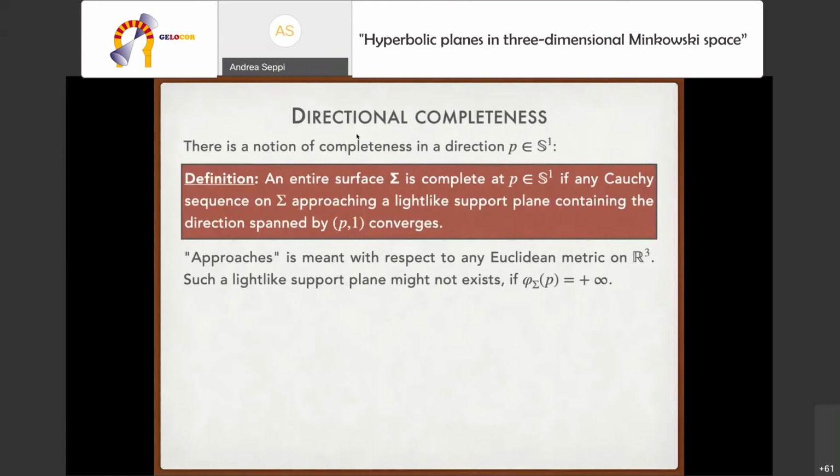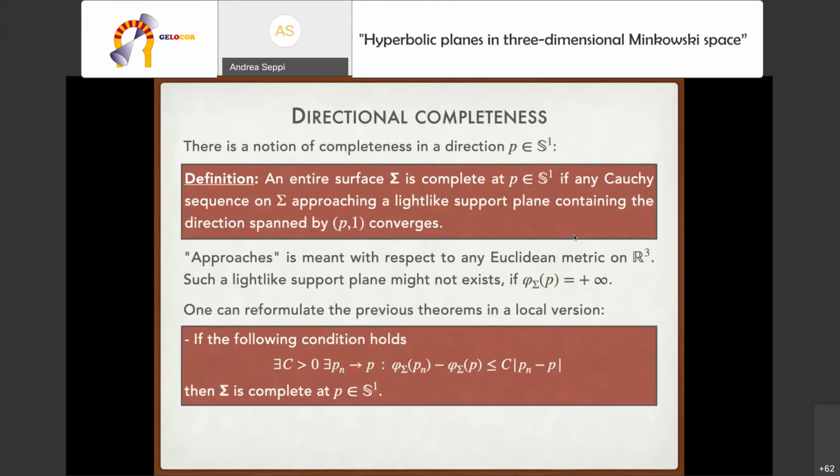And let me also remark that it's possible that such a support plane does not exist. So basically, if in the direction P the null support function is plus infinity, it means that there is no support plane of light-like type in this direction. And in this case, this definition is trivially satisfied. Okay, so is this clear? Yes, I think so. So in this case, if phi sigma of P is plus infinity, then basically you're automatically complete in the direction P, because the definition is trivially satisfied.